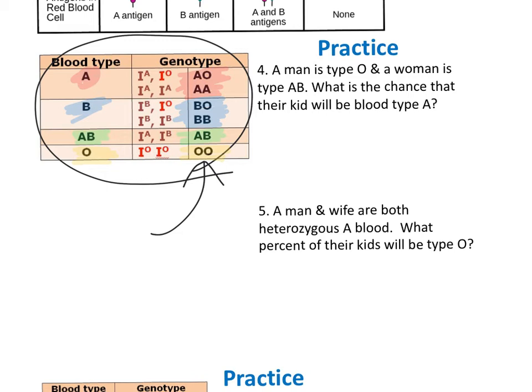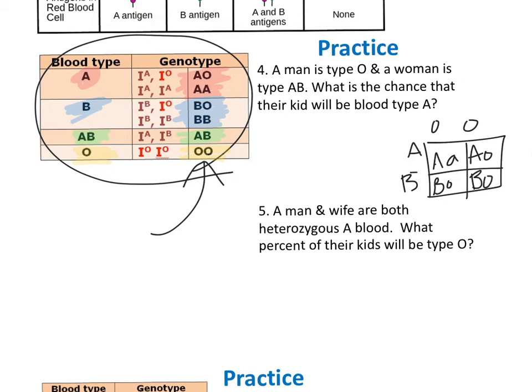Let's try some examples. A man is type O, there he is, and the woman is AB. I'm going to quickly fill in my square. And I see that half of mine are heterozygous A and half of my offspring are heterozygous B. Question 4 is asking me what's the chance that they will be blood type A. These kids here are blood type A, so I have 2 out of 4, which simplifies to a half.